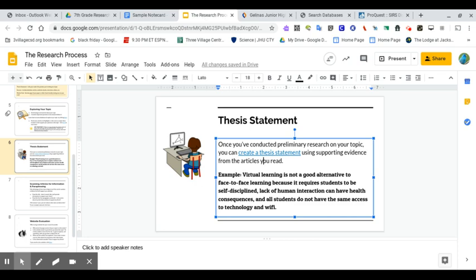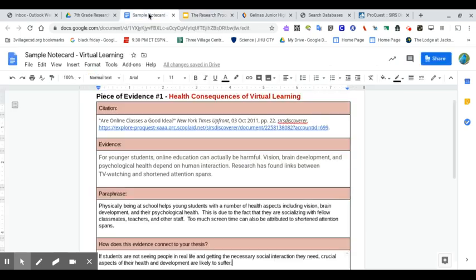So you're going to go ahead and do this to gather as much evidence as you need and go through this process.